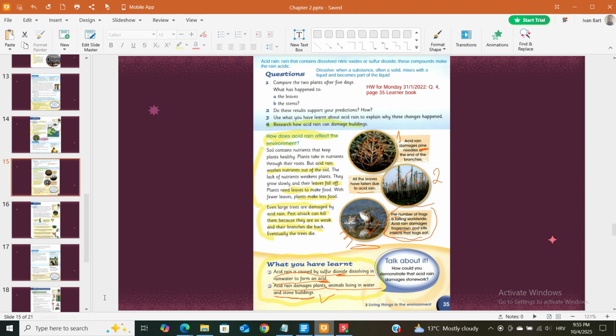Questions. 1. Compare the 2 plants after 5 days. What has happened to A. The leaves. B. The stems.